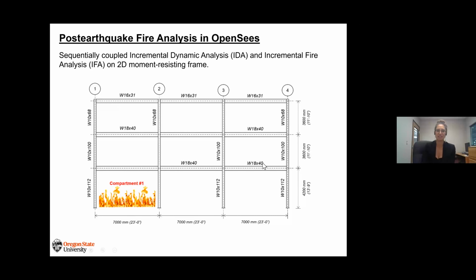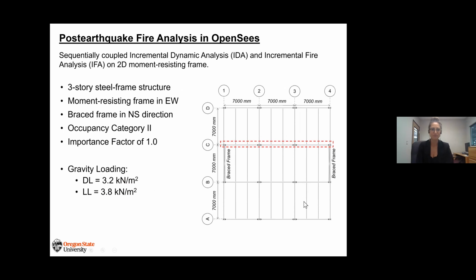So again, we took this 2-dimensional moment resisting frame. We put a fire in this lower compartment down here. I'll be working in metric units throughout the rest of this presentation. Fire is quantified in degrees Celsius, so we typically use metric units. This is a 3-story structure where you have a moment resisting frame in the east-west direction, and then you have brace frames in the north-south direction.